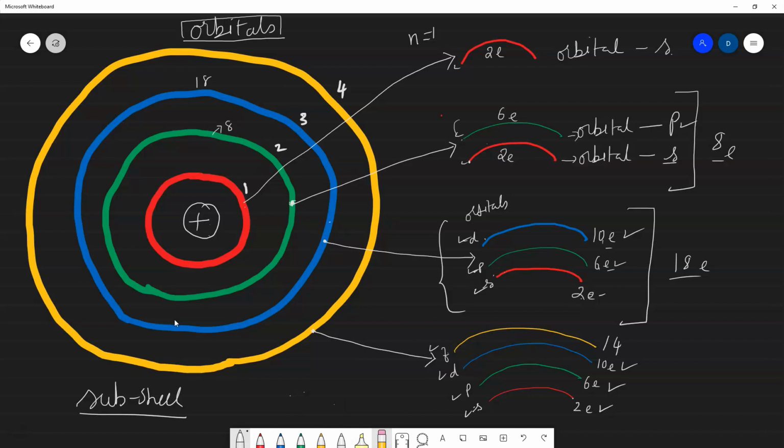The maximum is 14 electrons here. So when you add all this together, you end up getting 32 electrons in shell number 4.